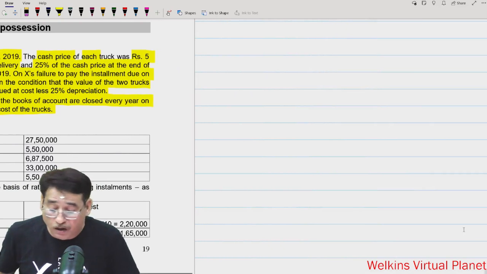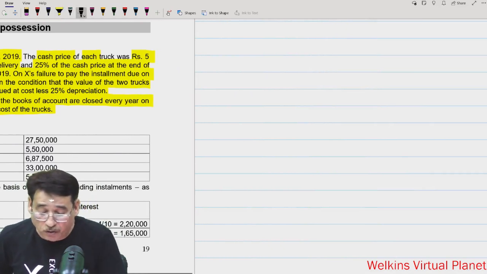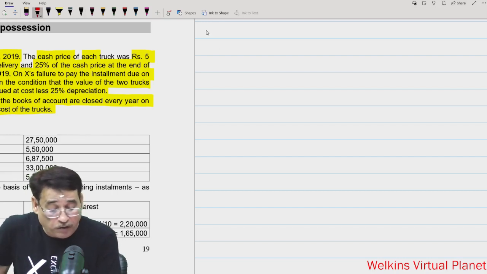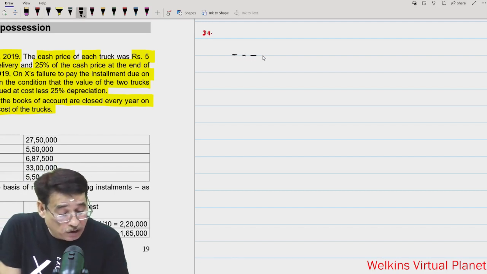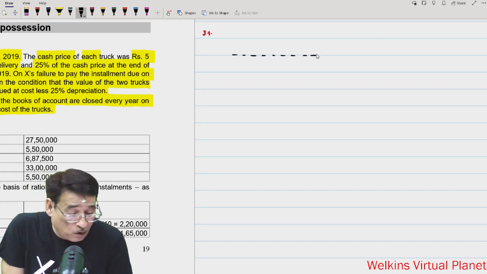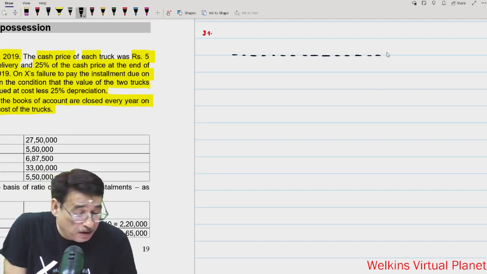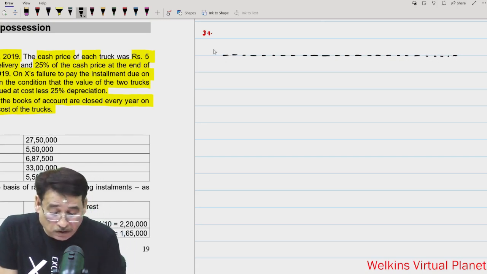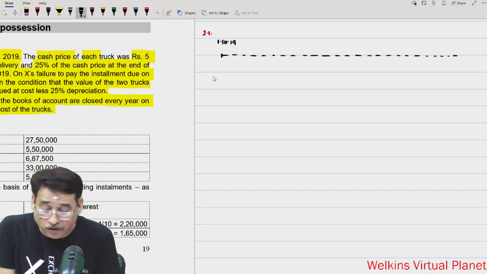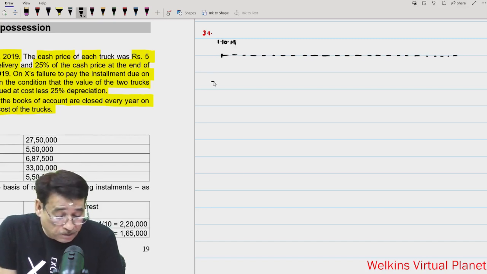Now, first of all, as usual, we are going to analyze the question. It is always better to spend some time in analyzing the question. The story of the question is like this. Your story begins on 1st of October 2019, when you purchased 5 trucks.